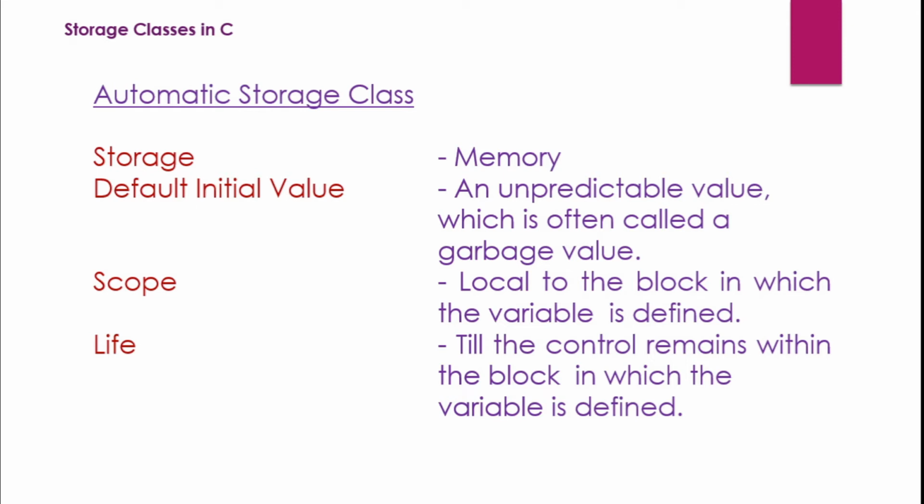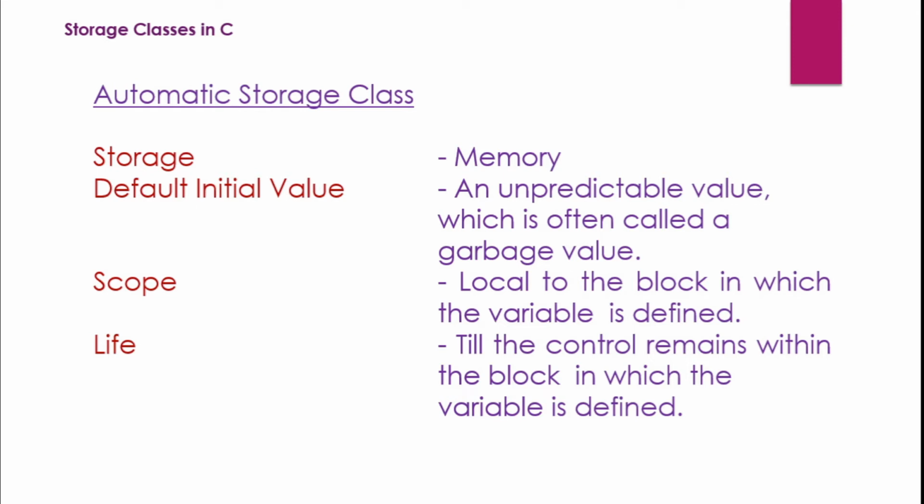And what is the life? According to the scope, the life of that variable lasts as long as the control remains within the block in which the variable is defined. So for fact equal to 1, the life of fact is within the factorial function only. Outside it, it has no life. So these are the four properties of the automatic storage class: storage, default initial value, scope, and life.